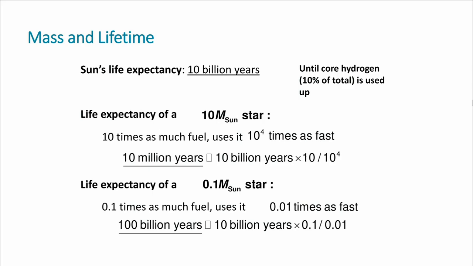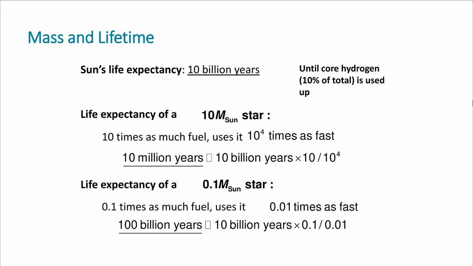So for a star that's 10 times the mass of the sun, it has 10 times as much fuel, but its luminosity is much greater, so it uses that fuel 10 to the 4 times faster. So even though it has more fuel to burn, it's burning it at a much greater rate. And so that star is only going to live 10 million years compared to the sun's 10 billion years.